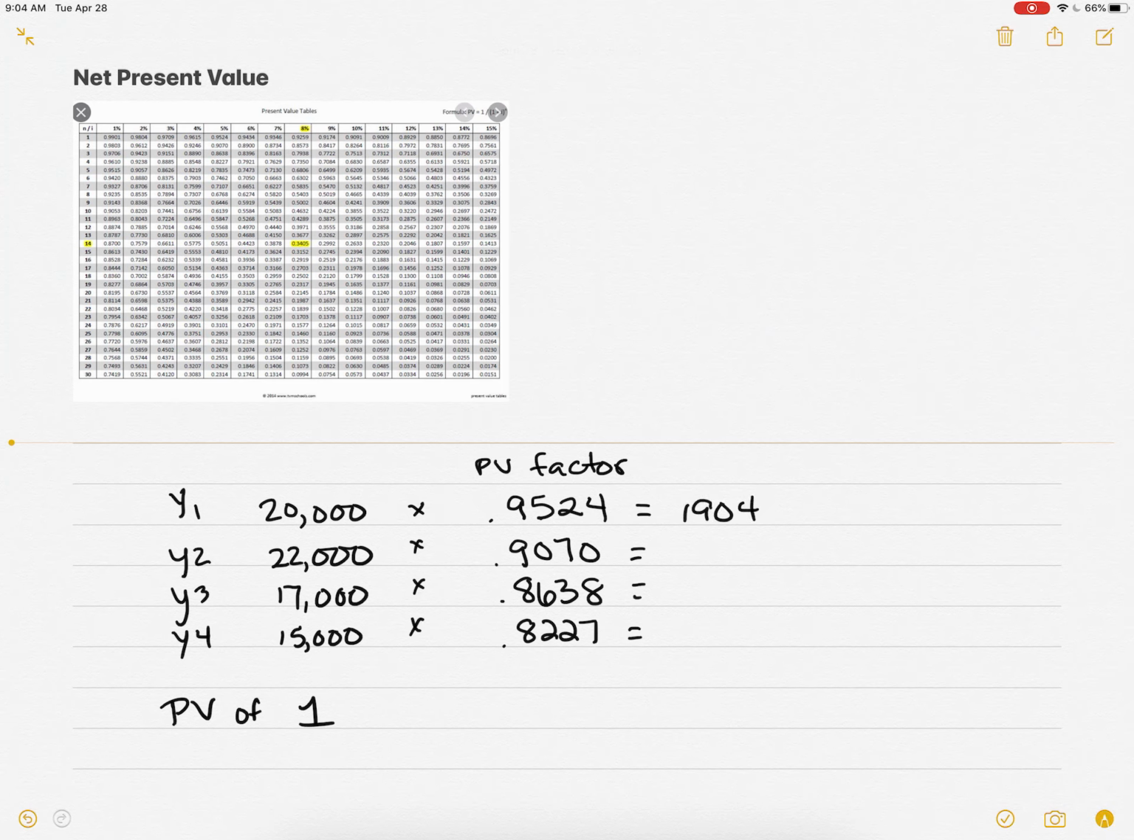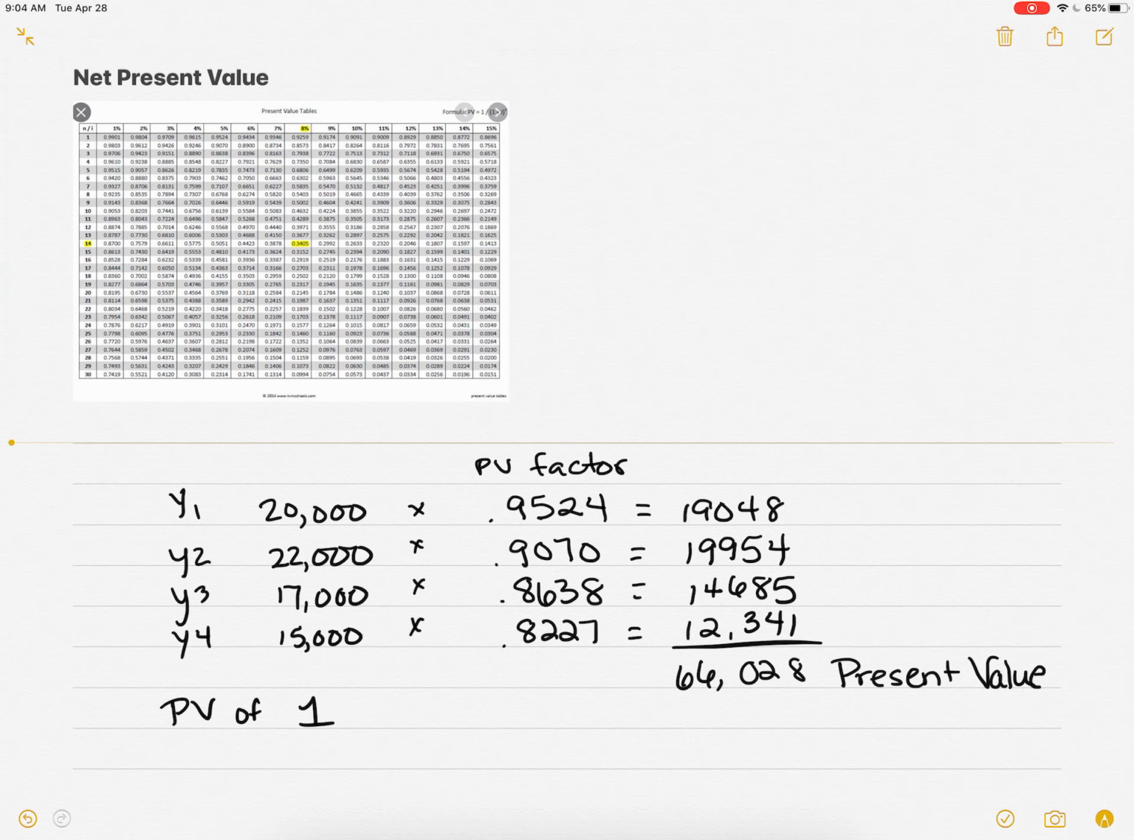I'm just going to multiply these out, which I've already done to save some time. 4, 6, 8, 5. Hopefully I did these right. 12,000. And I'm rounding. That's fine. So that gives me a total of 66,028. This is what I will call my present value.